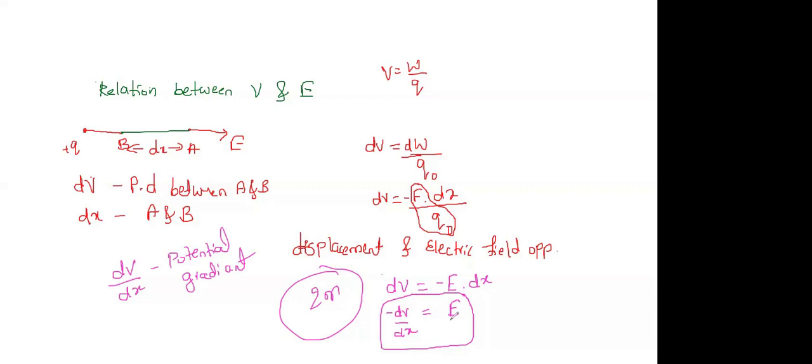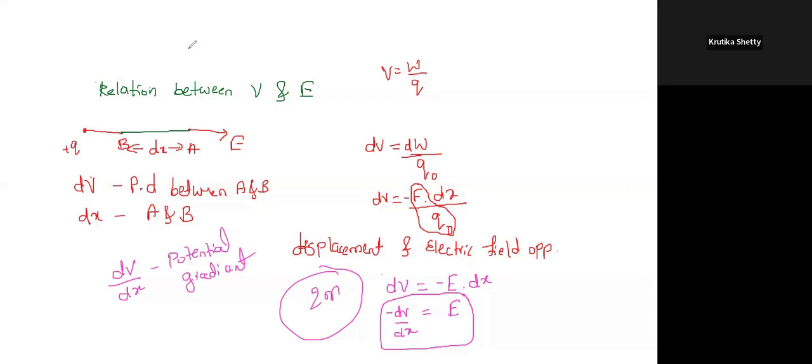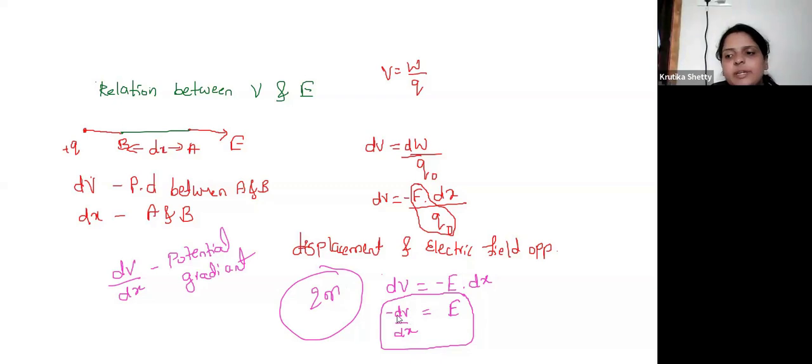So what is the conclusion of this derivation? What is the meaning of this term? The magnitude of the electric field is equal to the negative potential gradient. So you need to remember the meaning also. What is potential gradient? That dV by dx quantity is called the potential gradient. The rate of change of potential with respect to the distance is nothing but the potential gradient.